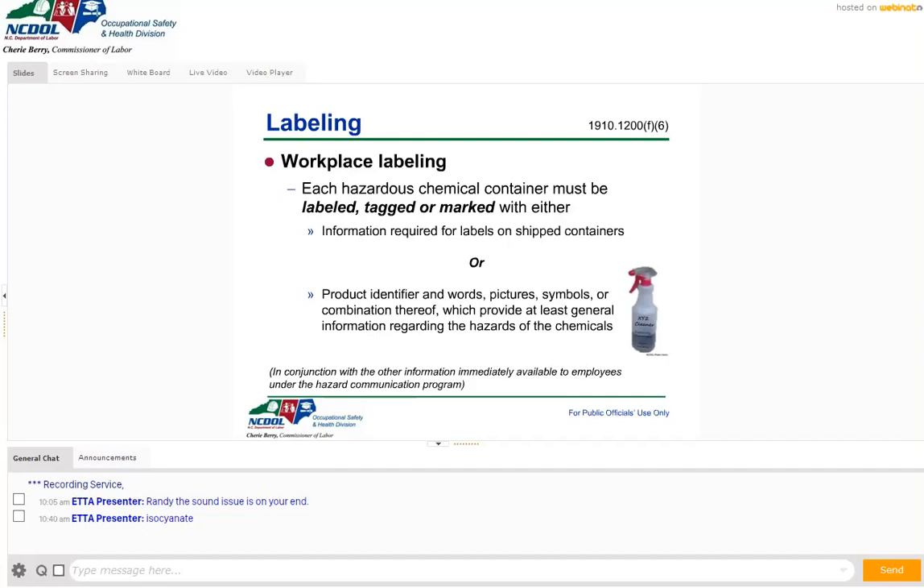Okay, I got a question. Are GHS compliant labels okay? Generally speaking, yes. Again, if I look at the container, do I know what it is? It's XYZ cleaner. And is there any way for me to know about the hazards of that chemical? If that's the case, then they are okay.